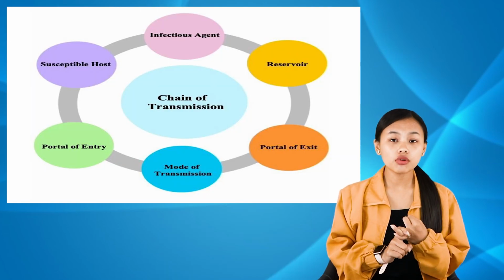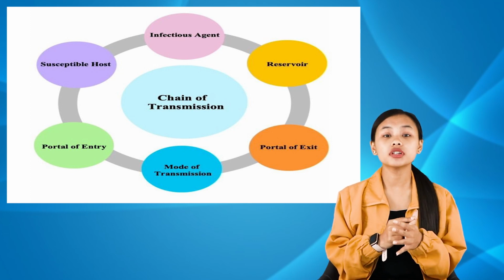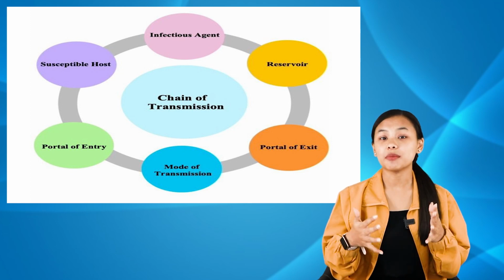So here, as we all know, the life cycle of a pathogen is frequently described as an uninterrupted chain of events. In order for a microorganism to spread disease, it first needs to grow, to reproduce, and then to move from one source to the other. So the chain of infection includes the infectious agent, the source, the portal of exit, the mode of transmission, the portal of entry, and the susceptible host.